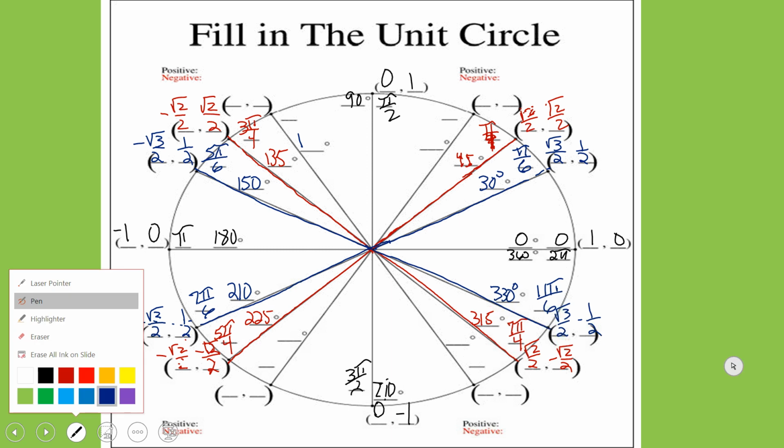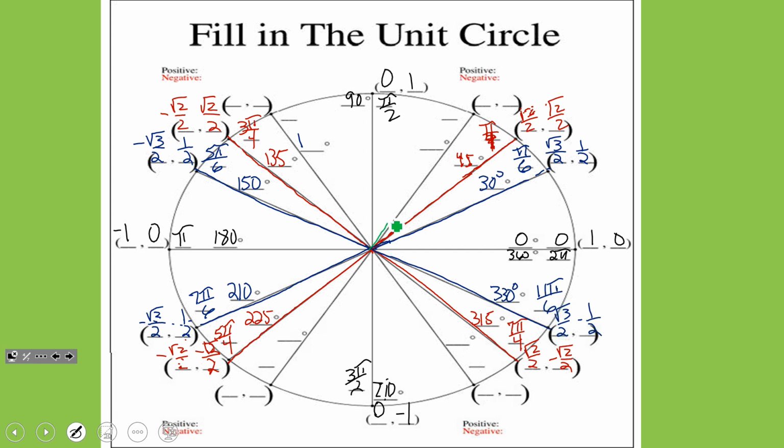Then I'm going to take a different color. I'm going to choose, I think I'm going to go with green. And I'm going to do my 60s. All right, so this is 30, this will be 60. This will be 90. This will be 120, 150, 180, 210, 240. This is 300.